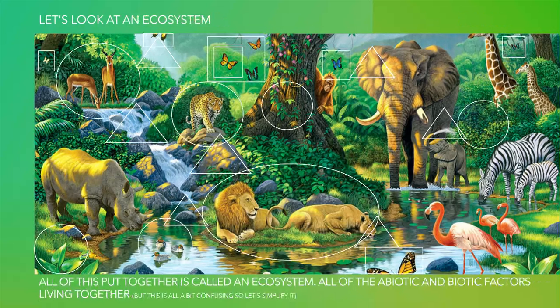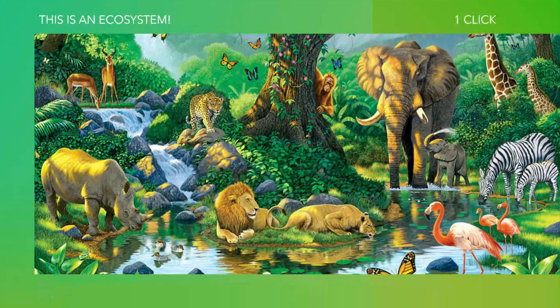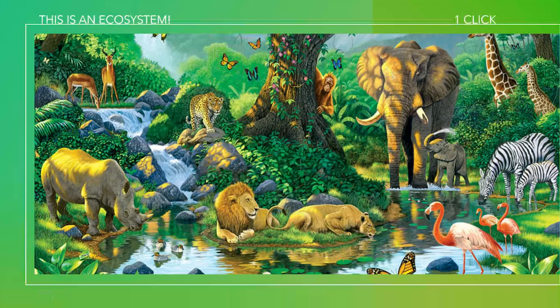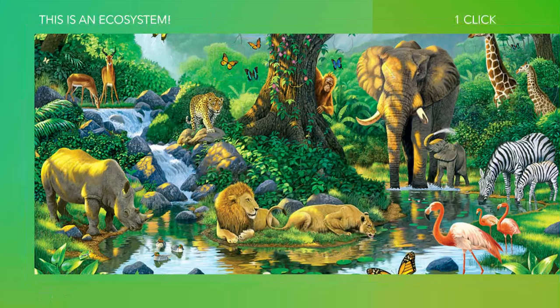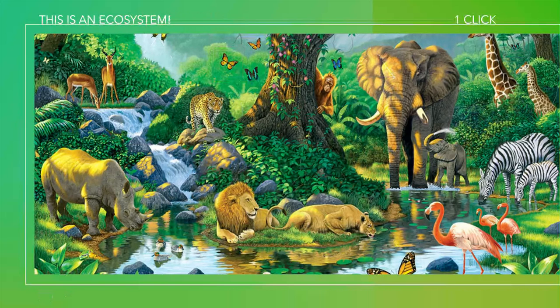So let's look at this entire picture as an ecosystem. We have the circles as the community, the squares as the population, and the triangles as the abiotic factors that we still need to survive. All of this put together is called an ecosystem, with all the abiotic and biotic factors living together. But this picture is a bit confusing, so let's simplify it. This is an ecosystem. You can see my white little box right here. This entire thing is an ecosystem.